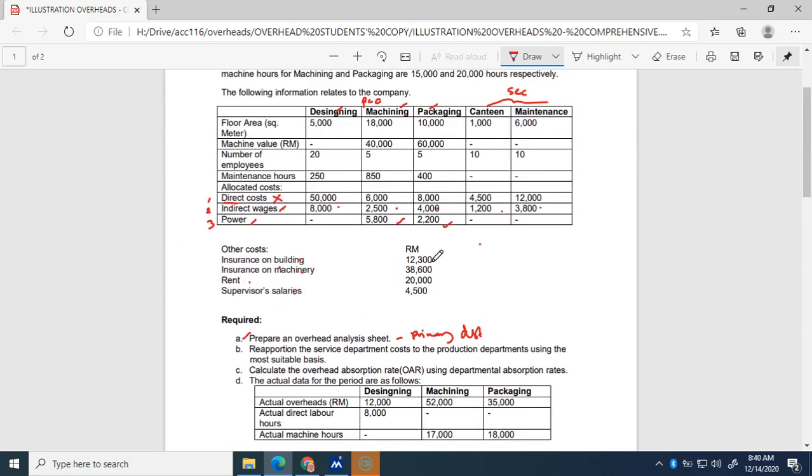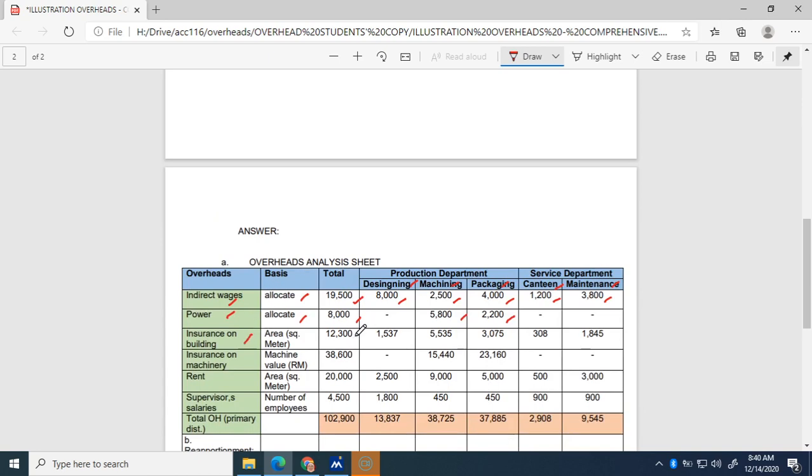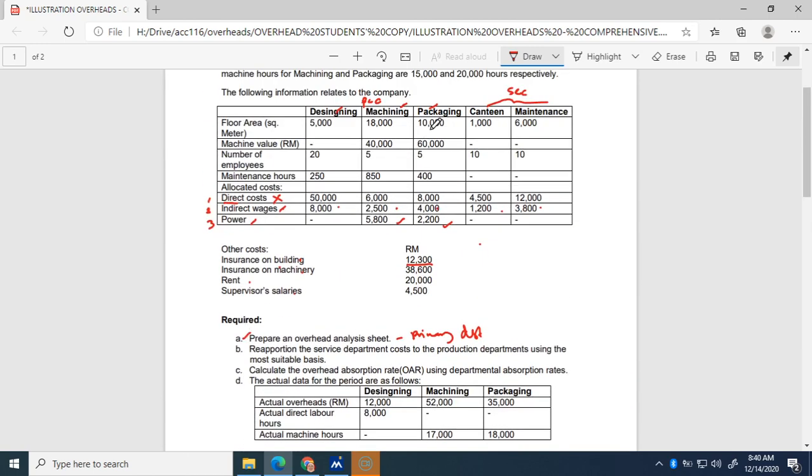Insurance on building. Insurance on building is given in total, 12,300. So which is the most appropriate basis for apportionment? Normally, insurance is most related to value. Now we refer to insurance on building. Do we have the basis, value of building? Value of building is not given. So the second apportionment basis that is related is floor area. So we can use floor area as a basis.